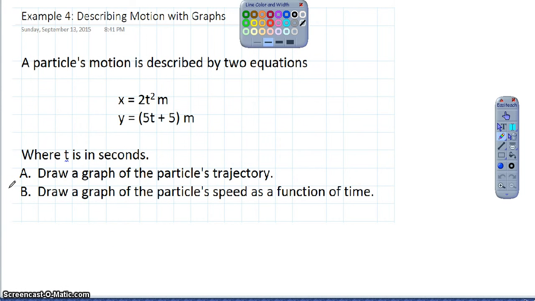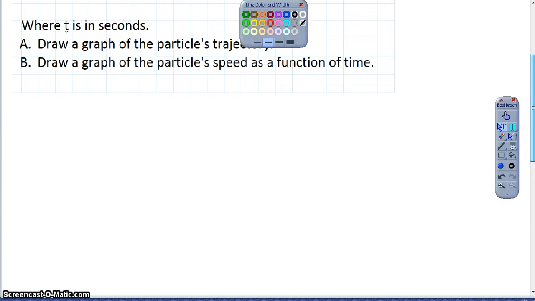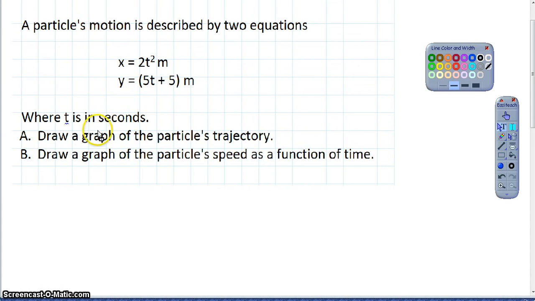And so this one right here actually gives us a pretty good chance to do that. So it says a particle's motion is described by two equations, and notice it simply gives me two different position functions, right? It's telling me with that first function that the x position function is given by 2t squared, and then the y position function is given by 5t plus 5. They tell me for both of these t is in seconds, which is good just to keep it in position. But anyway, draw a graph of the particle's trajectory.